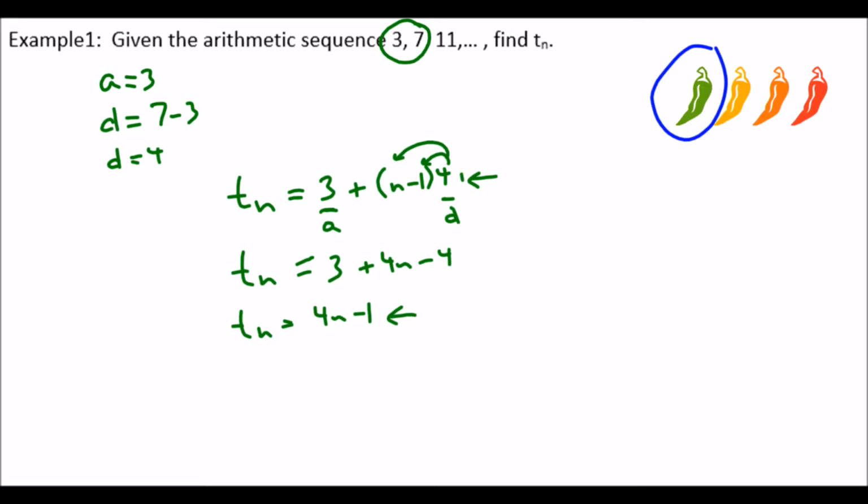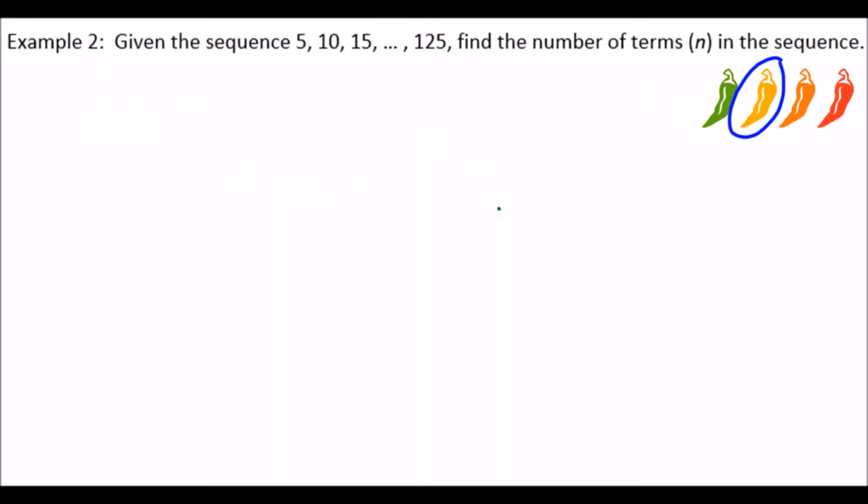This one right here is the one I would accept. Continuing on, all right, let's go more spicy. Given the sequence 5, 10, 15, dot, dot, dot, 125, find the number of terms, or the n, in the sequence. So this would be, I'd say, a little bit more spicy. Here we go. We can still find A really quickly.